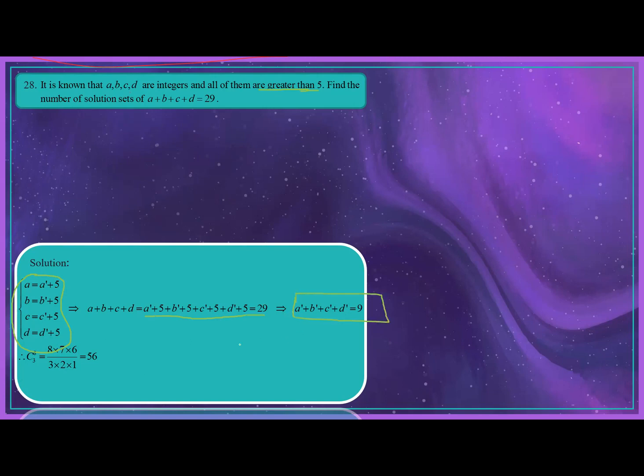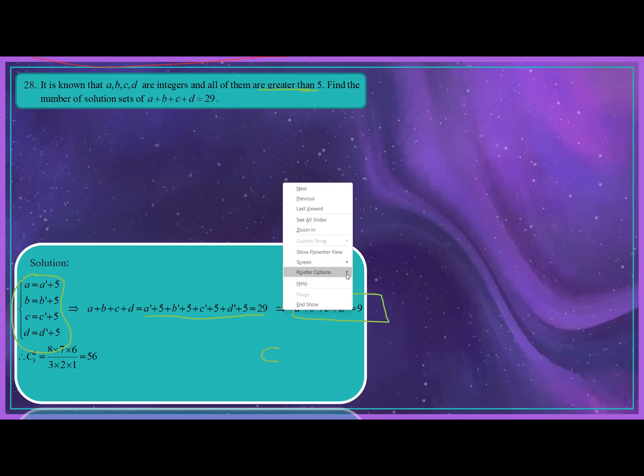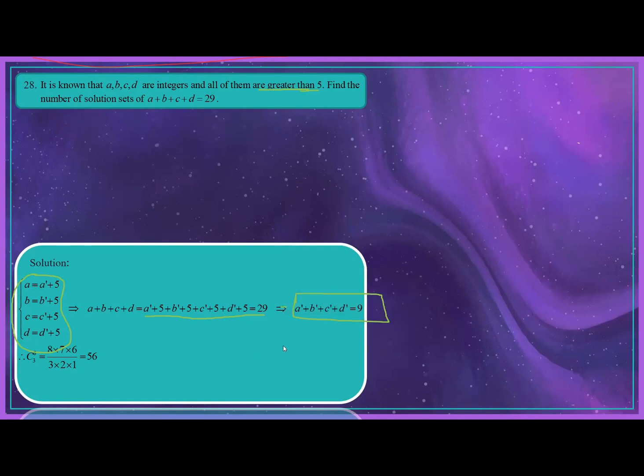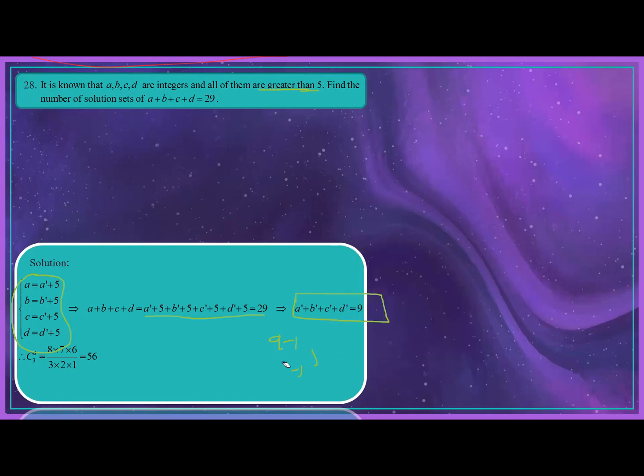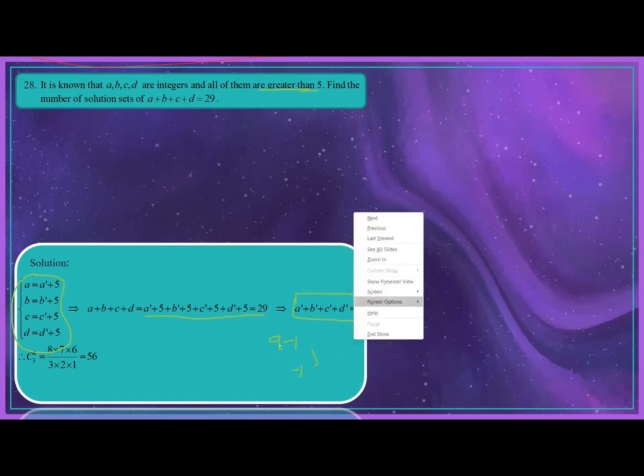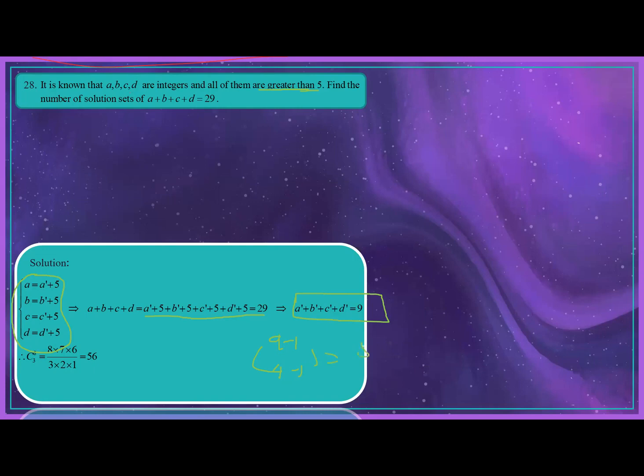And here the number of solutions for this one is C of 9 minus 1, taken 3 minus 1. So 4, sorry, that should be 4 because there are A, B, C, and D. So basically 8 taken 3, which is equivalent to 56. Okay.